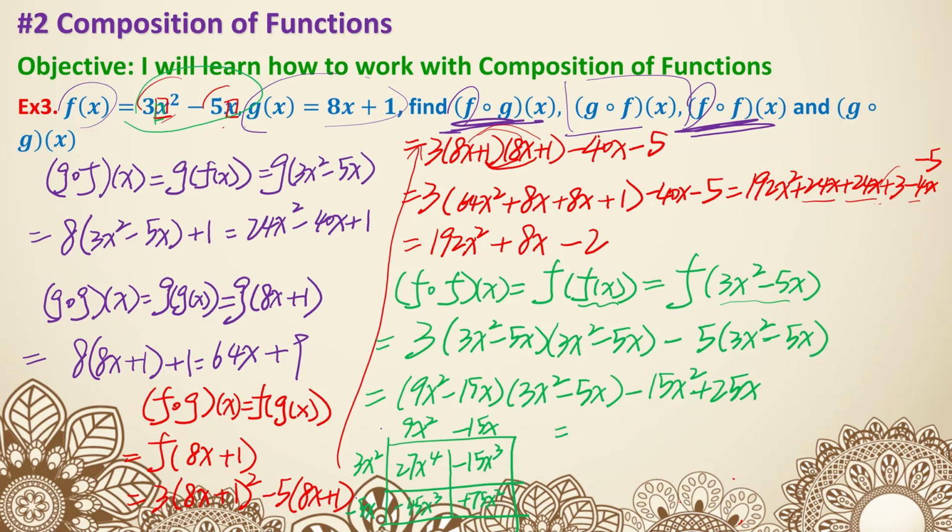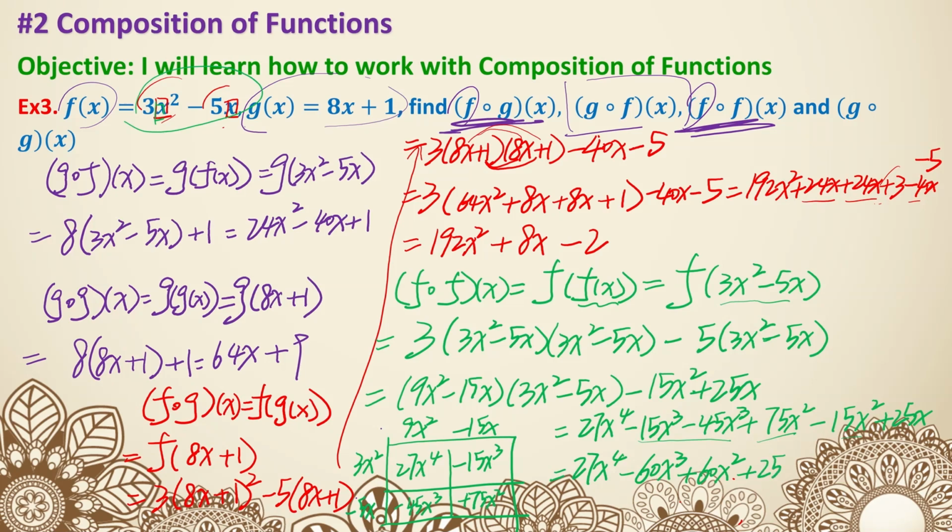Okay, let's copy everything down. 27x to the 4th minus 15x cubed minus 45x cubed plus 75x squared. Don't forget the back part, minus 15x squared plus 25x. So now you can see why it's getting more complicated, because the powers are getting higher and you still need to square them. Okay, combine like terms, 27x to the 4th power. There are 2 terms with x cubed, so it's a minus 60x cubed. That's a plus 75x squared minus 15x squared, so it's a plus 60x squared, and eventually a plus 25x. And that is the final answer for fof, and that is the last example for this lesson. Thank you.